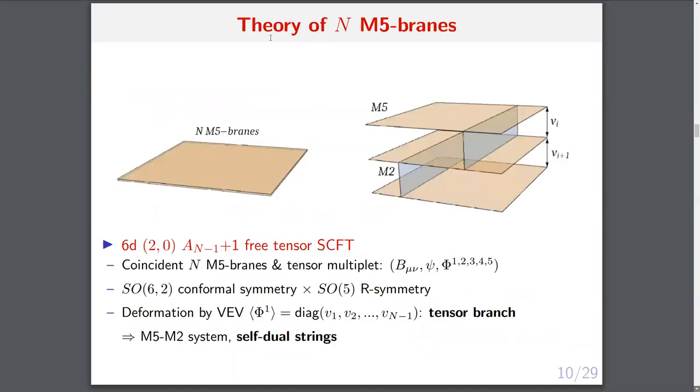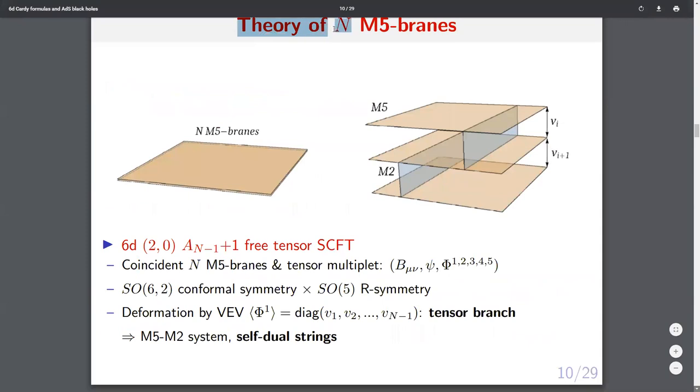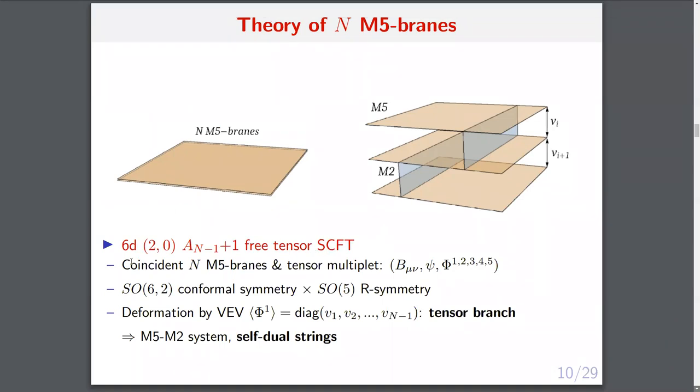So I'll talk about our setup. We will consider the theory of N M5-branes. Or more formally, it is called the 6D (2,0) A_{N-1} plus one free tensor SCFT in the ADE classification. But it is nothing but the world volume theory of the coincident N M5-branes. It is described by a tensor multiplet, which includes a two-form tensor field, five real scalars, and their superpartners. As a 6D CFT, it has SO(6,2) conformal symmetry. And for the (2,0) supersymmetry, it has SO(5) R-symmetry, and this symmetry rotates these five real scalars.